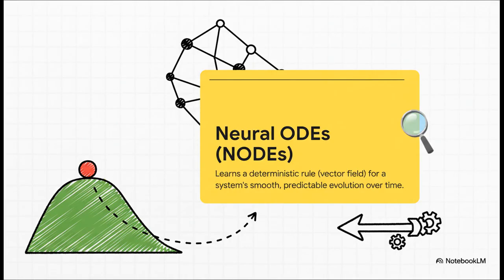So first up, we have neural ordinary differential equations, or NODs. This is kind of the granddaddy of the family, the foundational model. It learns a single deterministic rule for how a system is going to evolve. So once you know the starting point, the entire future path is basically set in stone. Think of it like a ball rolling down a perfectly smooth, predictable hill.